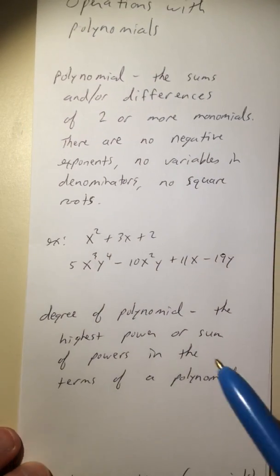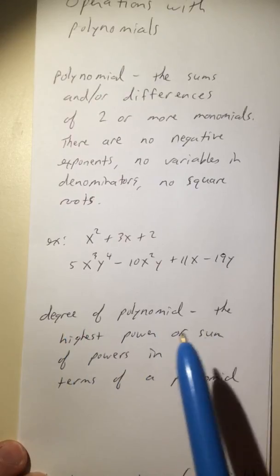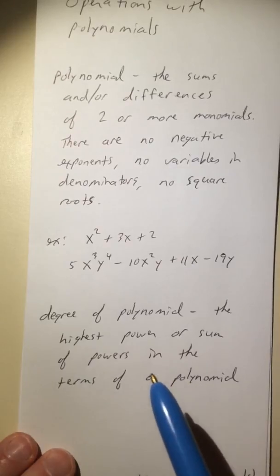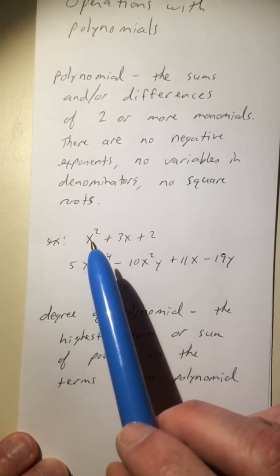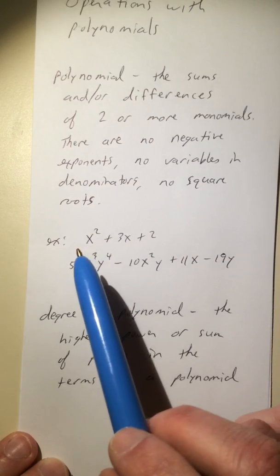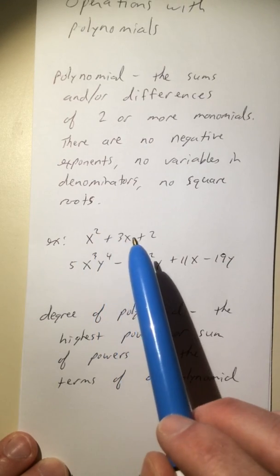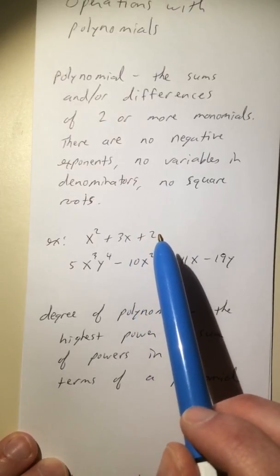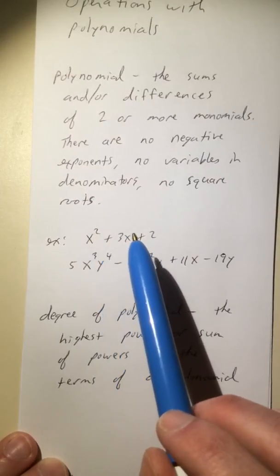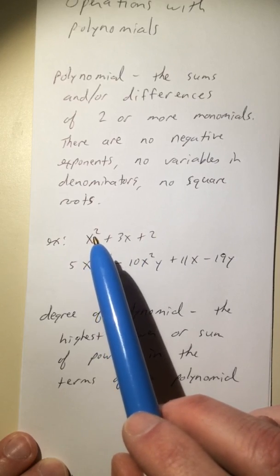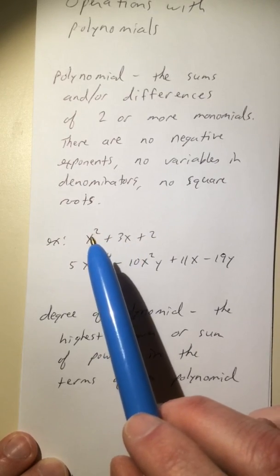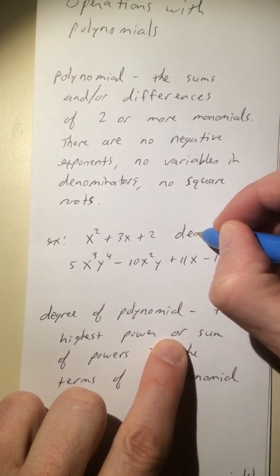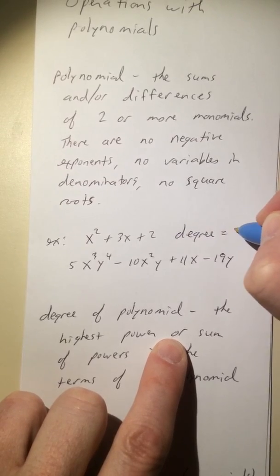The other term we need to have is the degree of a polynomial, and that is the highest power or sum of powers in the terms of a polynomial. So back to our two polynomials up here, we see that the powers of these terms are power of 2, power of 1, 3x to the first, power of 1, and this has no variable, so it's a power of 0. So we have powers that are 2, 1, 0. The highest power of 2, 1, and 0, of course, is 2, so the degree of this polynomial is 2. So this is degree equals 2.